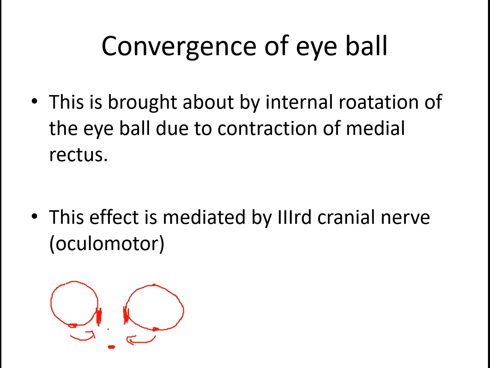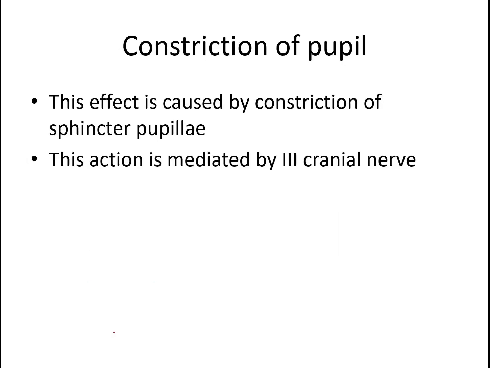This effect is mediated by the third cranial nerve. The nerve supply for the medial rectus is the oculomotor nerve, which is the third cranial nerve, and the stimulation of this third cranial nerve is what causes convergence of the eyeball.